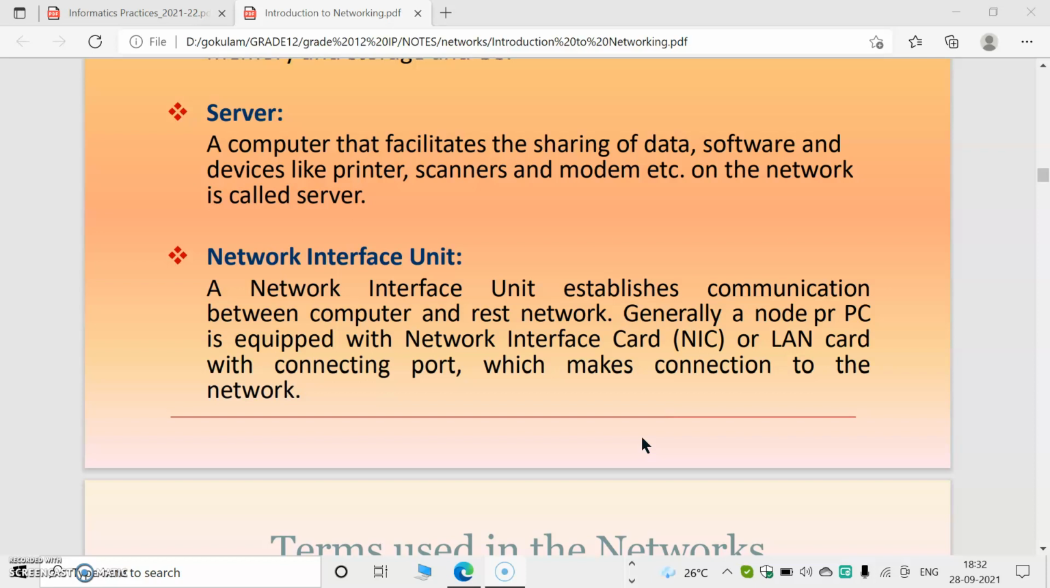Next is the network interface unit. It establishes a connection between the computer and the rest of the network. Generally a node or PC is equipped with a network interface card or LAN card with a connecting port, which makes the connection to the network. So in our computer, a NIC, network interface card or LAN card, is used. For what purpose? To connect to the network. If it is wired, there will be a port to connect to the network. By using this port, we can connect the cable and use the network.